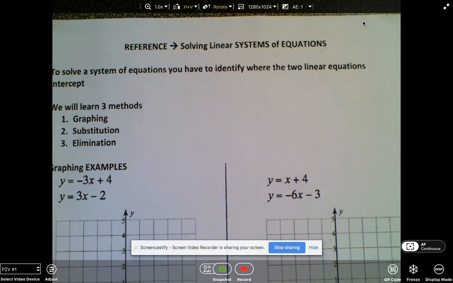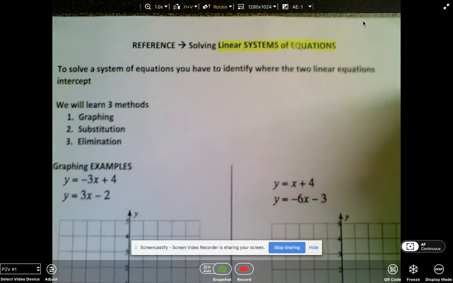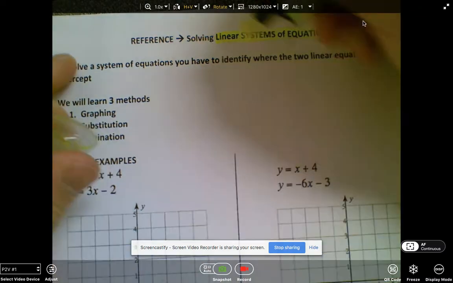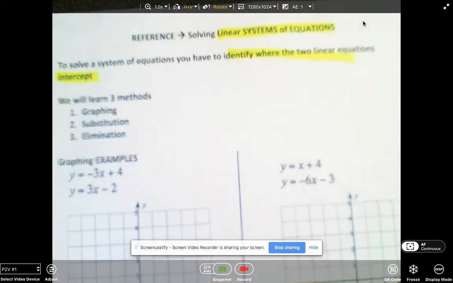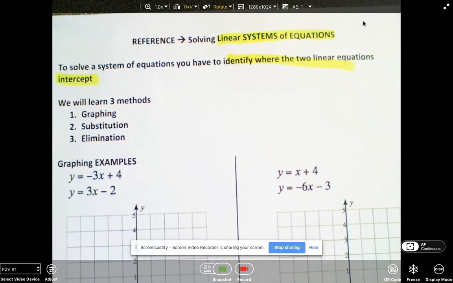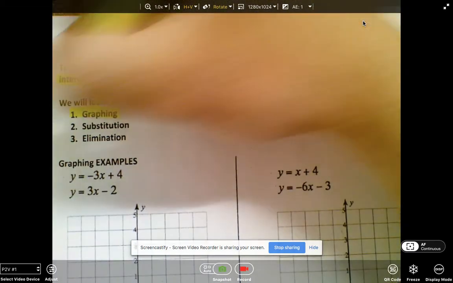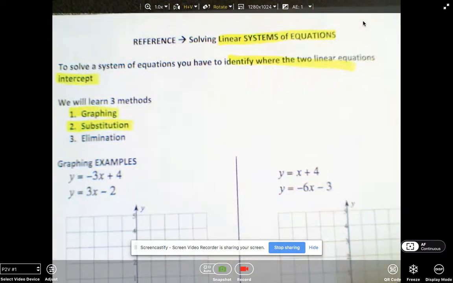Alright, in today's video reference, we're going to learn how to solve systems of linear equations. So basically that's two linear equations, and to solve a system you have to identify where the two linear equations intercept. So we're going to learn three methods, and in this video we're going to look at just graphing, and if there's time we'll definitely look at an easier version of substitution.